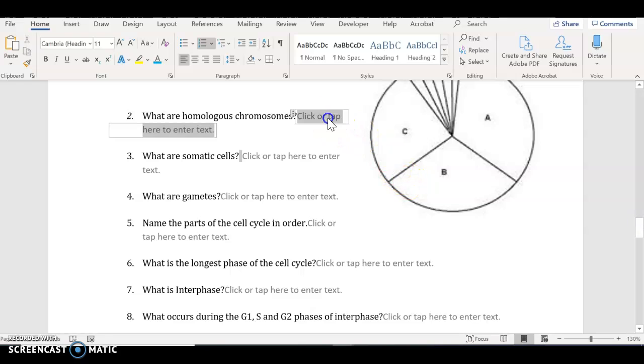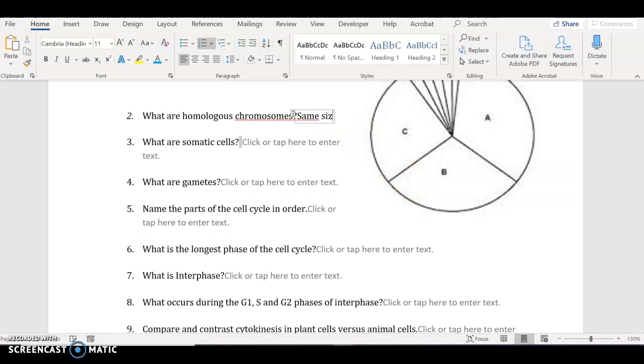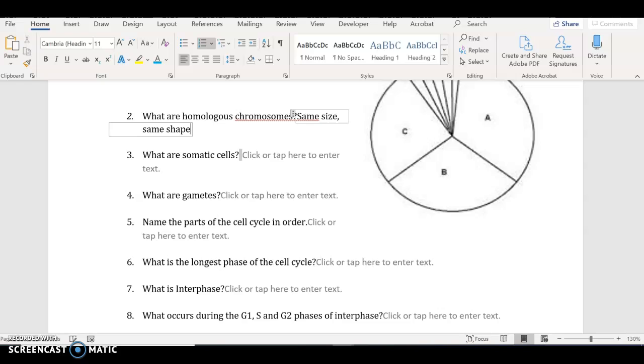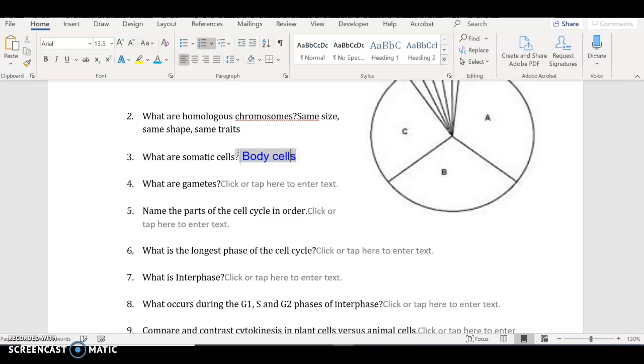What are homologous chromosomes? They are the same size, same shape, same traits. Somatic cells are body cells. Gametes are sex cells.